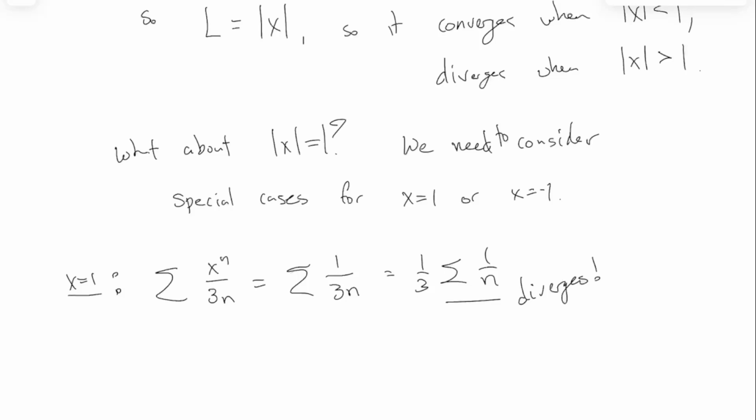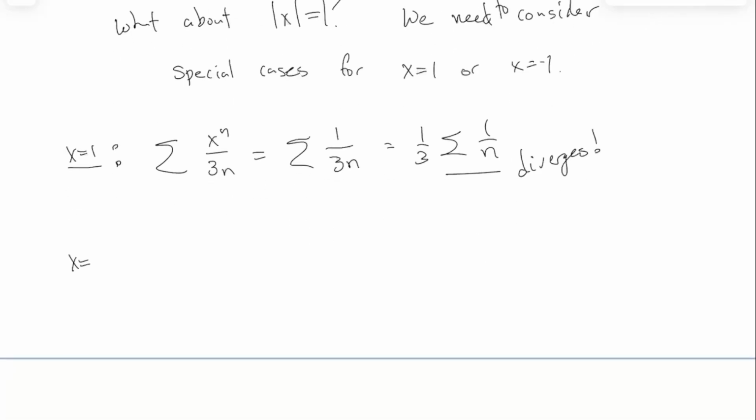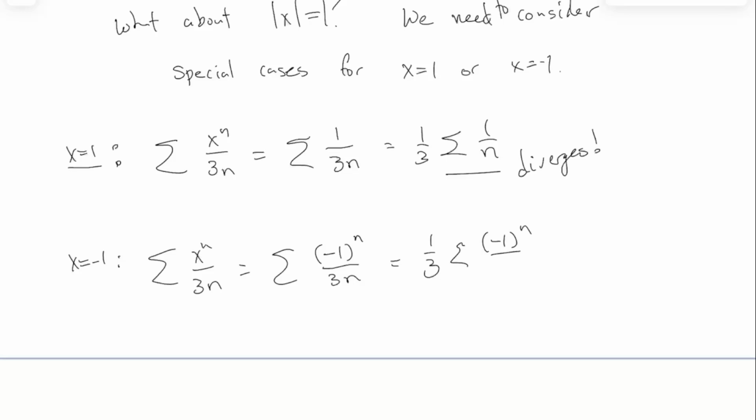What about x equal minus 1? Again, we got to consider that as a special case. So this time, using x equal minus 1 turns this into minus 1 to the n over 3n. And what is that? Well, we can factor the 3 out. Again, minus 1 to the n over n, right? This is like a harmonic series, but it's alternating the sign.